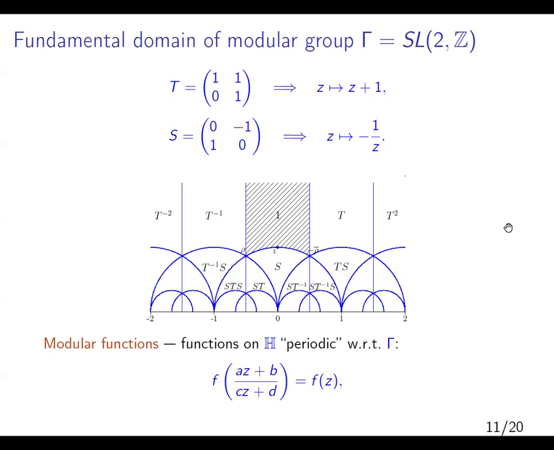Gamma is a discrete subgroup, this modular group. So the situation is, if we have translation on the real line, for example, and we have some discrete subgroup translating by a unit, for example, then we can consider a function which respects this periodicity.